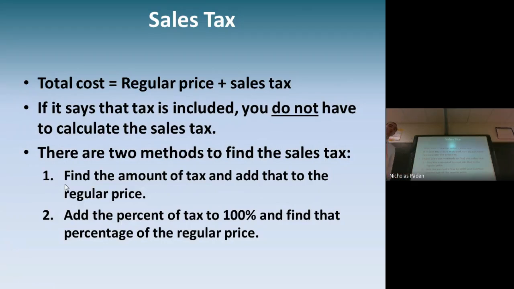Method two would be you add the percent to 100%. So if it's a 6% sales tax, you would multiply that price by 106%. Either way works as long as you add the sales tax to the regular price. One other thing to note, you're going to see some questions that say that tax is included. If tax is included, that means you do not have to find it. You don't have to calculate sales tax. So those are the two methods that you could use to find sales tax.